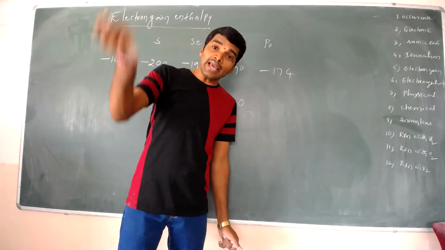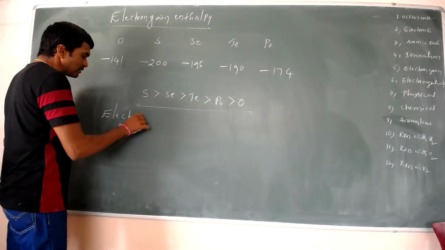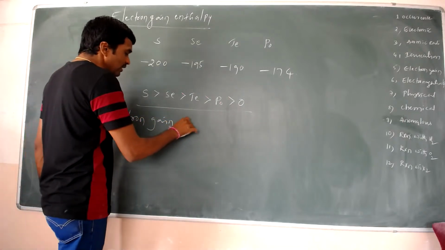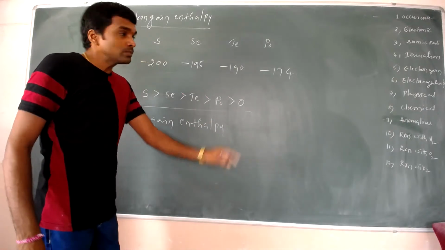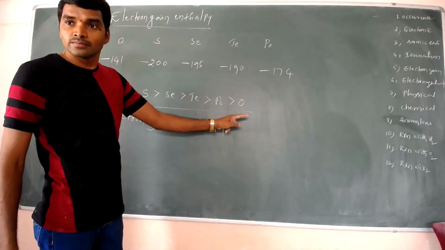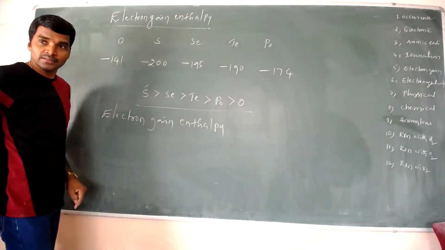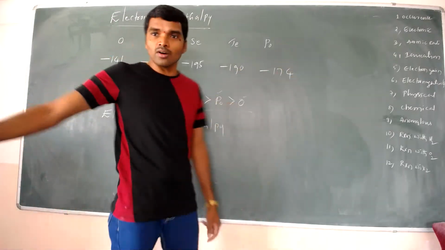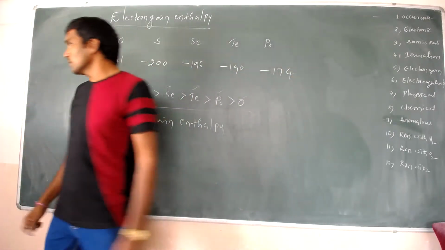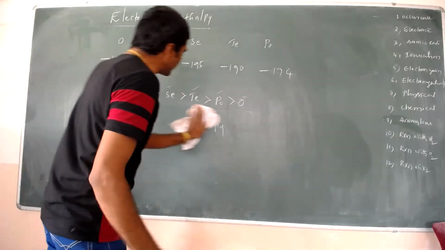Down the group, this order is going to be followed. You have to remember which order: sulfur greater than selenium, tellurium, polonium, and then oxygen. Right. And next we are going to discuss electronegativity.